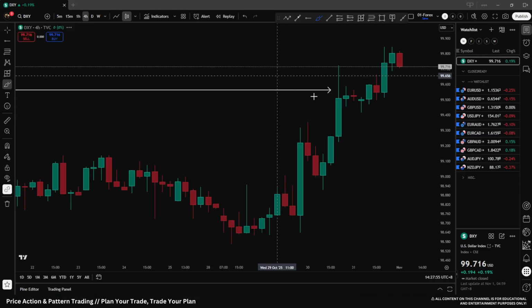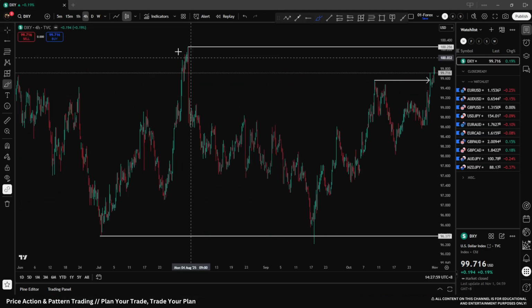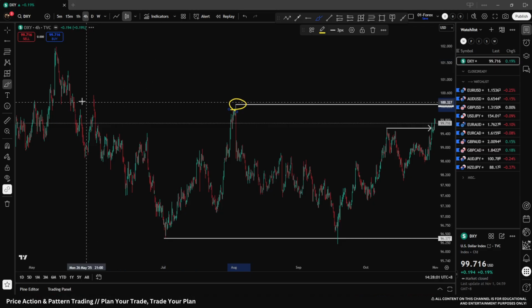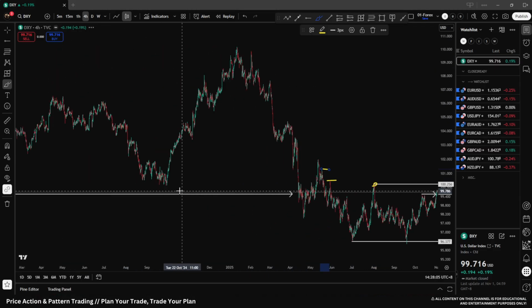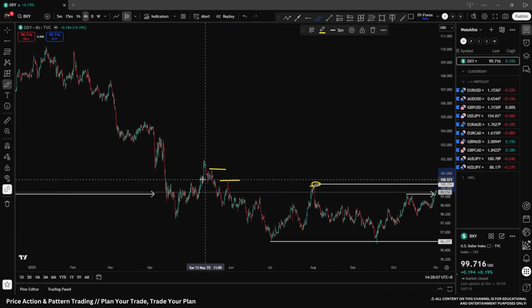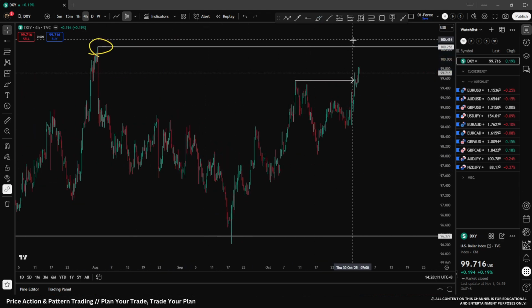Going down to the forward time frame, we can see here that at least this major value area is in reach. We do have some more areas here to the left, and also a major swing low from last year, which is somewhere in reach for price in the coming days.